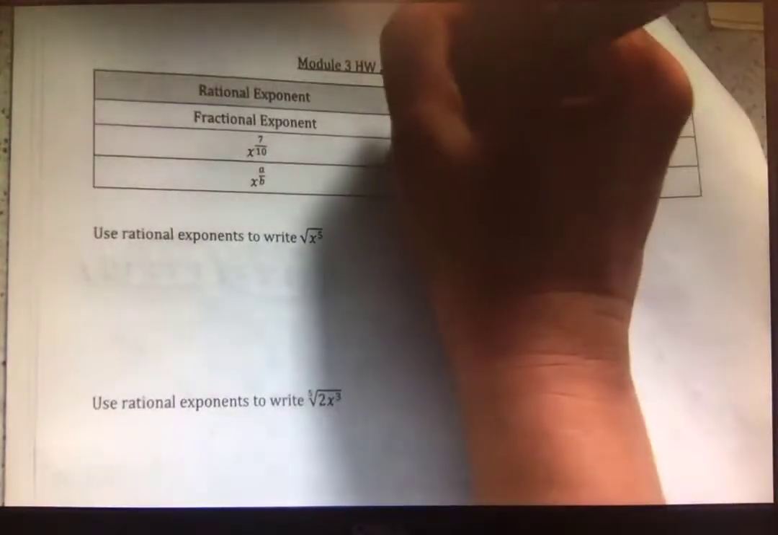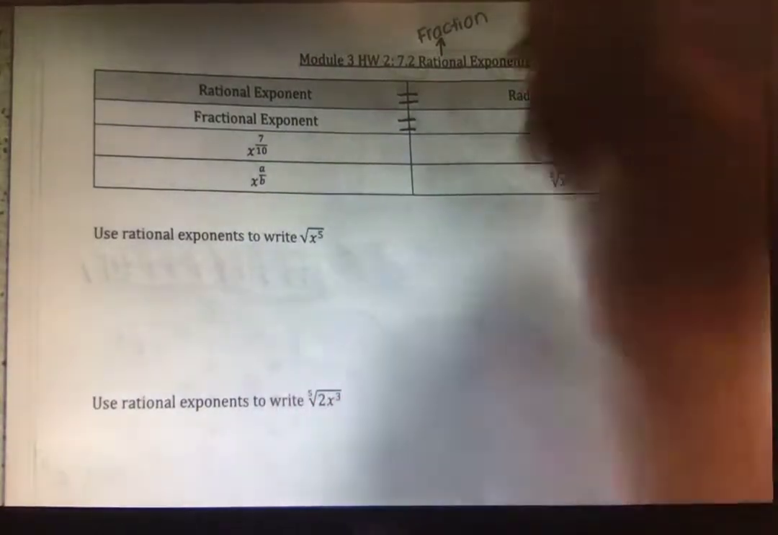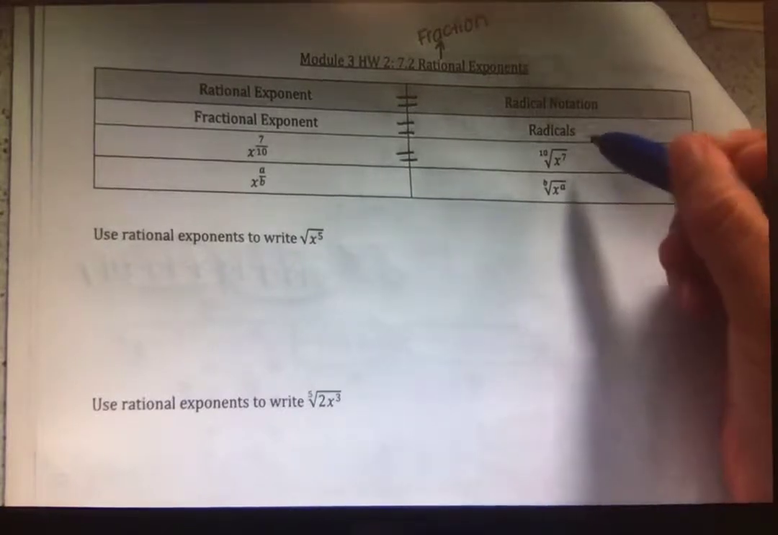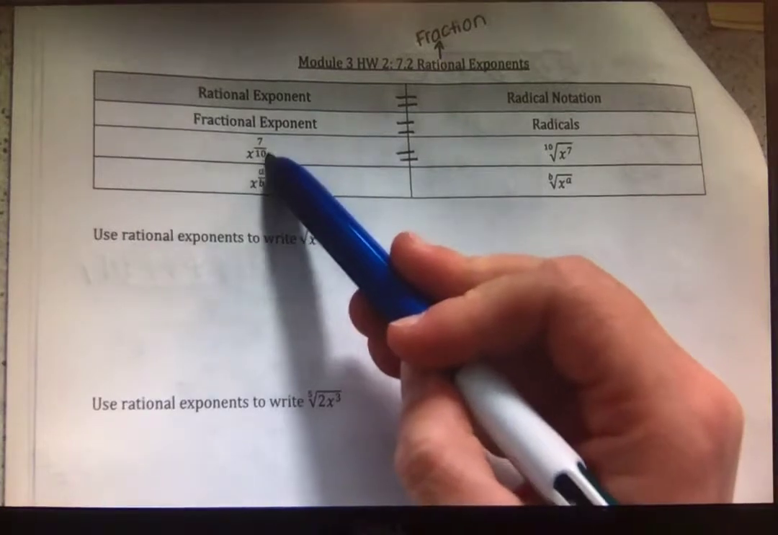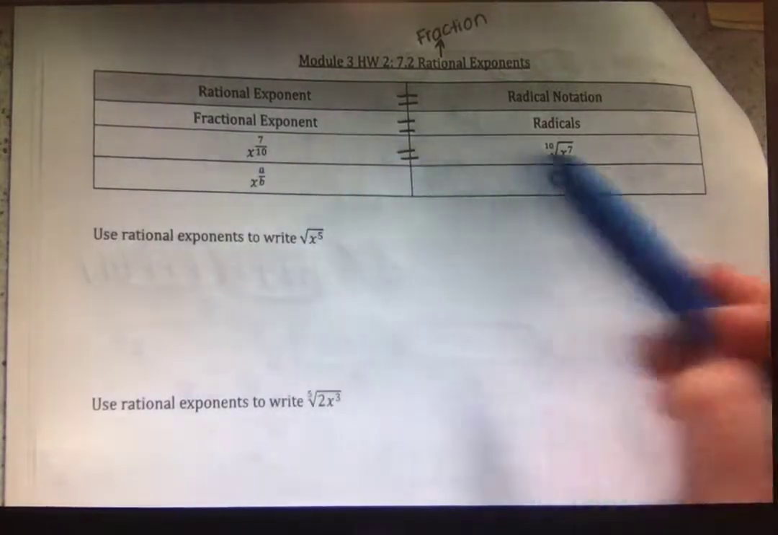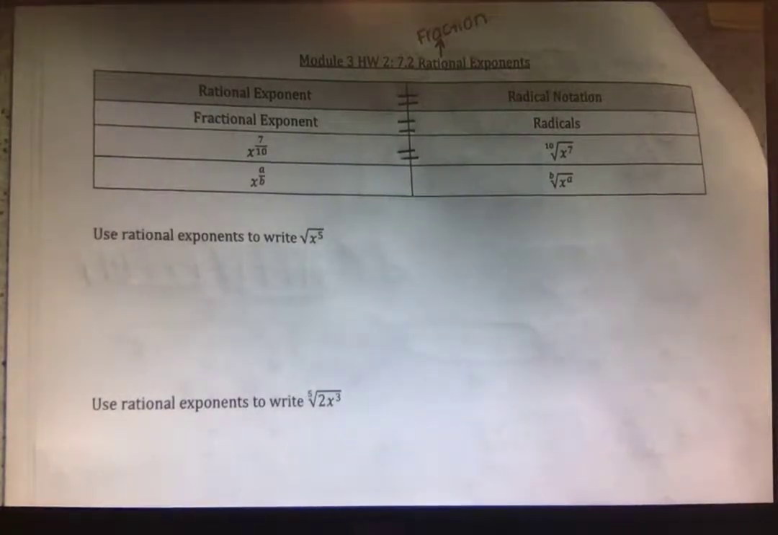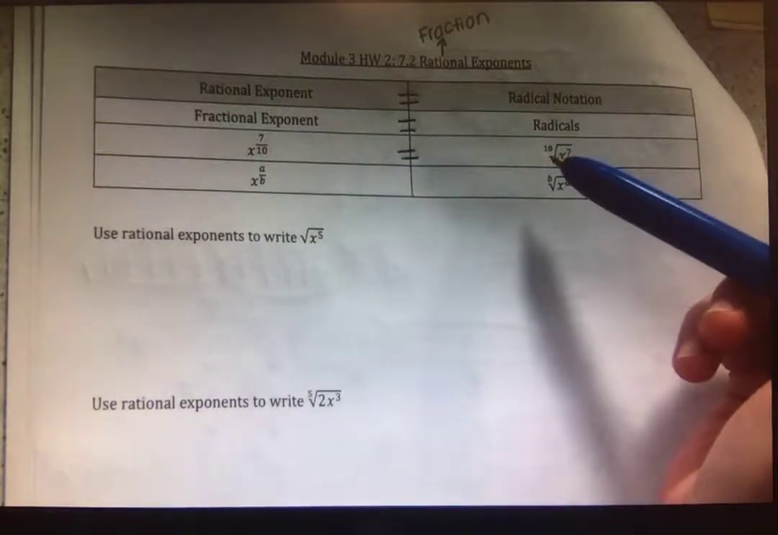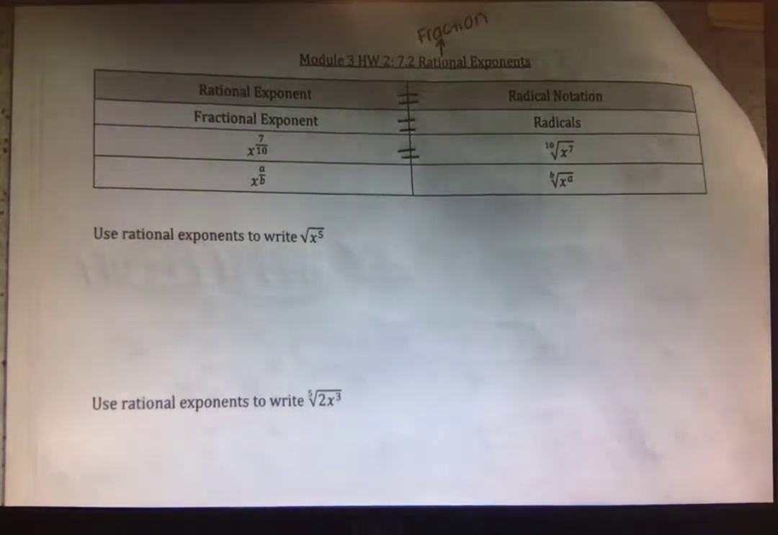So fraction exponent means a radical. If we have x to the 7 over 10 power, that's the same thing as saying the 10th root of x to the 7th. A good way to think about it is this bottom number, this denominator, is the root. I think about a tree: the bottom of the tree, the bottom of the fraction, is the root. Boom, there's our 10th root. That 7 is up top, and it's going to stay up top as an exponent. So the 10th root of x to the 7th power, same thing.